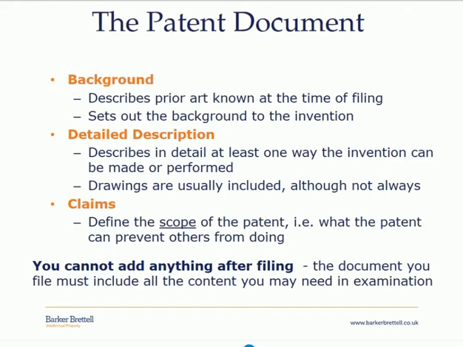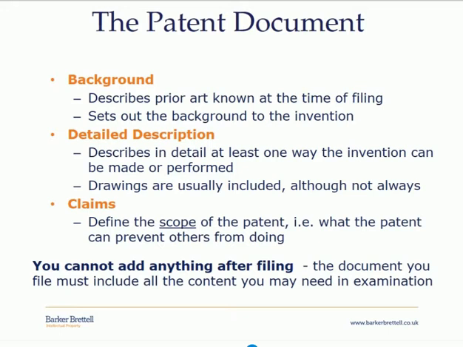The patent document has three main sections. It's got the background, which sets out what the invention is and describes some specific examples. This is quite important from the point of view of sufficiency that I mentioned earlier. So you've got to disclose the invention well enough that anyone can do it, and you're not allowed to add anything to your patent application once it's been filed. So if the examiner might raise questions or problems during examination, you want to make sure you've got everything you possibly can have in that background from the very beginning.